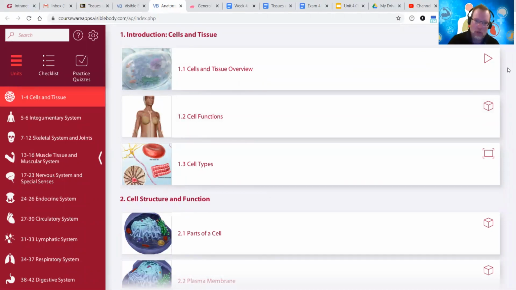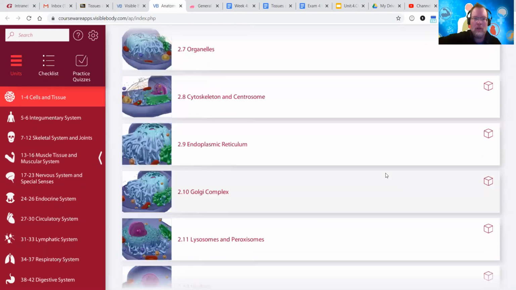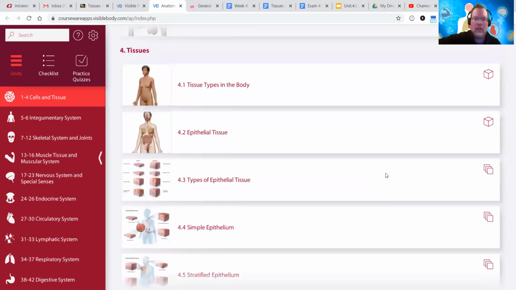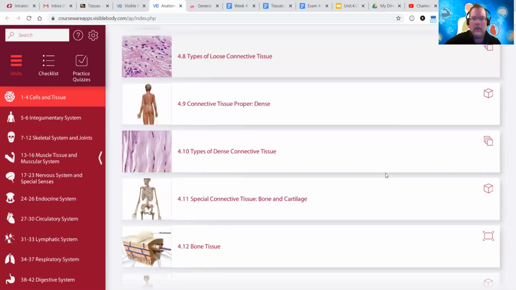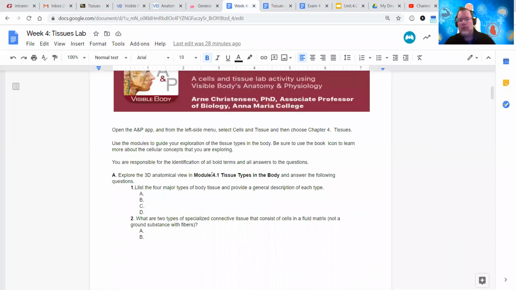So what we're going to do is continue moving. We're still going to be in that first little section 1 through 4 because you'll recall we got through 1, 2, and 3. So you'll zoom down and there we go. Tissue types in the body, and then it goes through those. It just starts with 4.1 tissue types in the body. What are the 4 main tissue types? You don't even need Visible Body to answer these, right? We did epithelial, connective, muscular, and nervous just last class session.